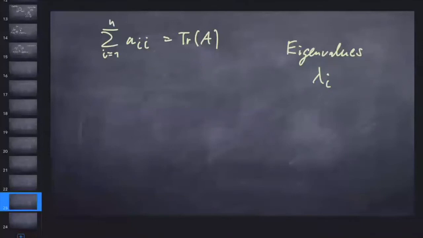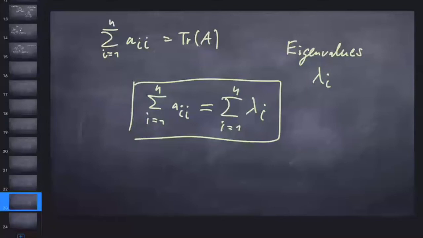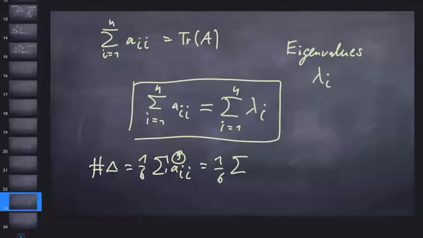The formula from linear algebra is that the sum of the diagonal elements of any square matrix is actually the sum of its eigenvalues. For symmetric matrices, as in our case, that is the case. From this, we know that the number of triangles is 1 over 6 times the sum over the diagonal elements of the third power of the adjacency matrix. As a consequence, this is 1 over 6 times the sum over the eigenvalues of the matrix raised to the power of 3.